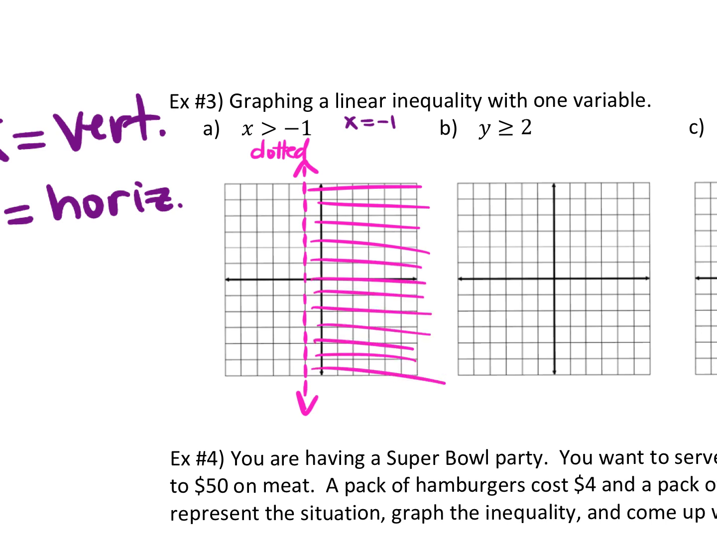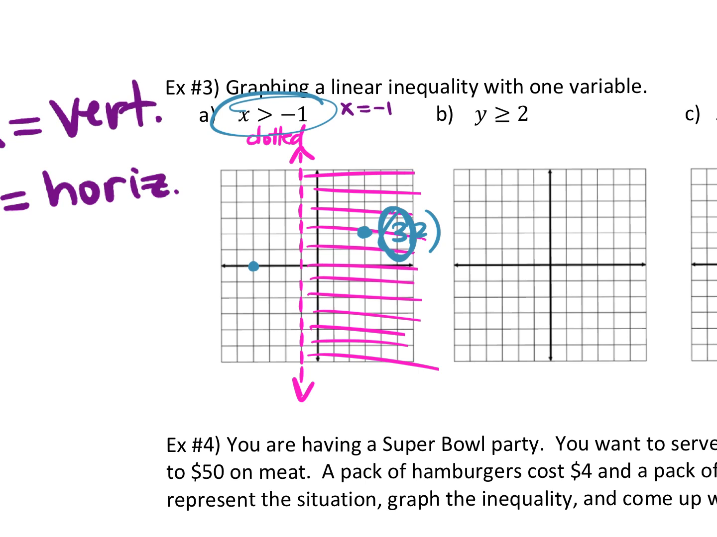You can't just color them anywhere. No, because it has to be true, right? Your x value has to be greater than negative 1. Here's how you can check it. If I pick a point right here in the shading, that point has an x value of 1, 2, 3, right? That's the point (3, 2). My x is greater than negative 1. But if I picked over here, my x is negative 4. That's not greater than negative 1, right? So you want to make this true with your shading.